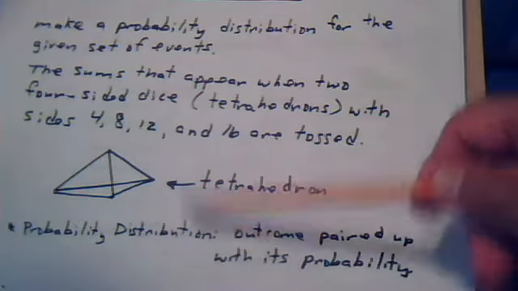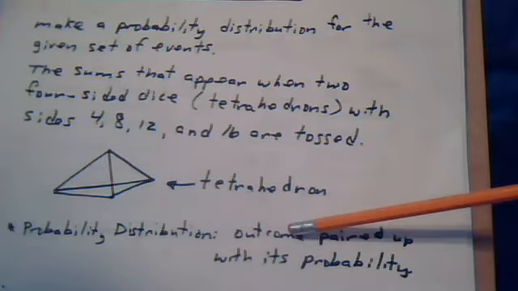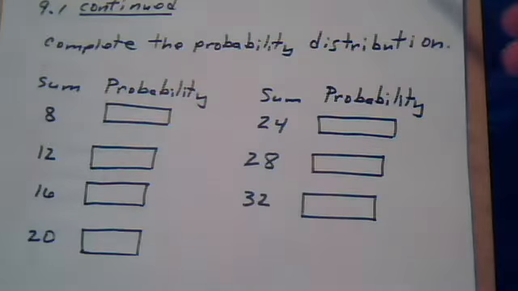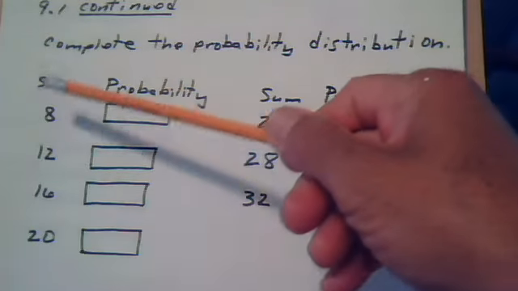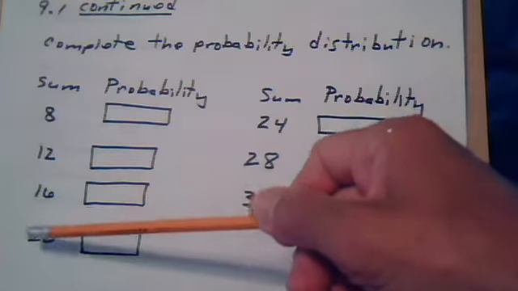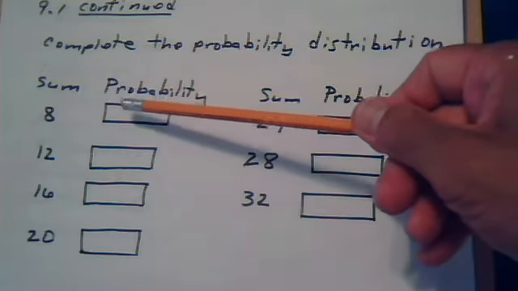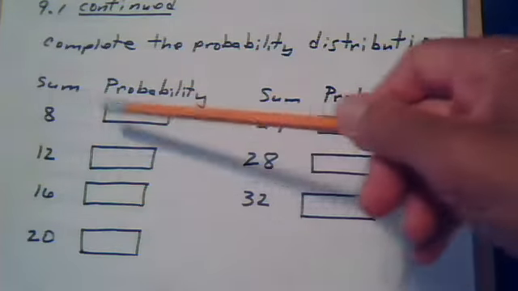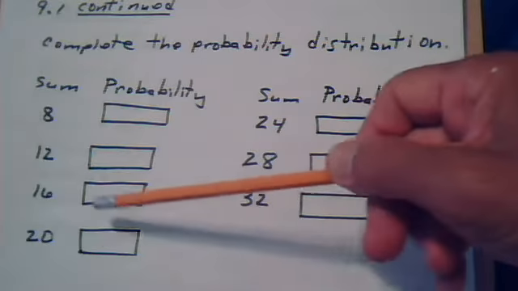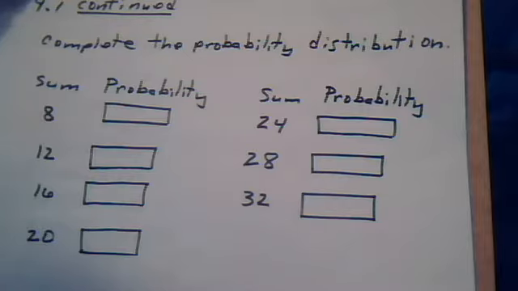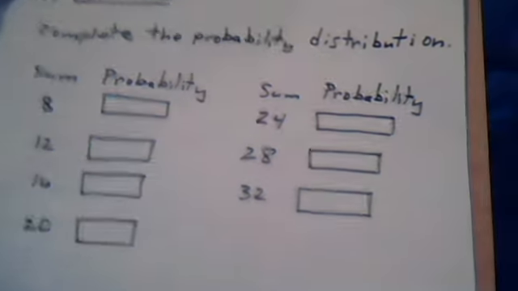Remember, a probability distribution records an outcome with its probability. So our answer sheet looks like this. These are the sums that we're looking for. These were picked ahead of time. And our job is to find out what probability each one of these sums has. So now let's talk about how you count how many of those sums you could get when you toss those dice.